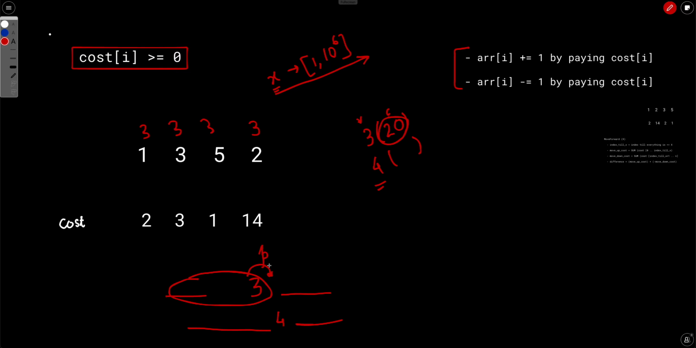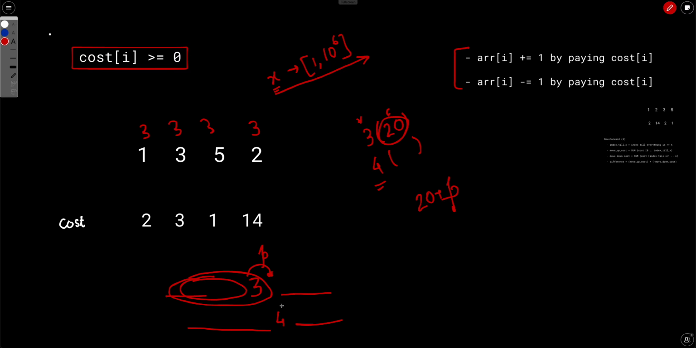So you will add p to 20, because 20 was the cost to move everything to 3. Now you know that you have to move everything here to 4, because all these elements are already less than 3. So you made this 3, but now you have to make it 4, so you have to pay one extra cost for each of these. So this p is the extra cost.